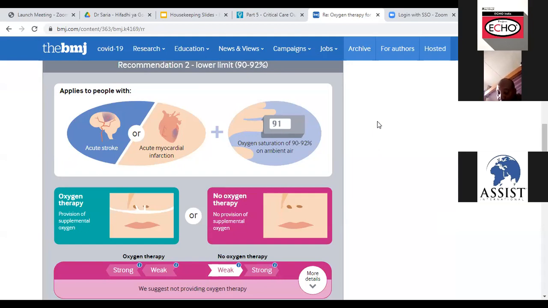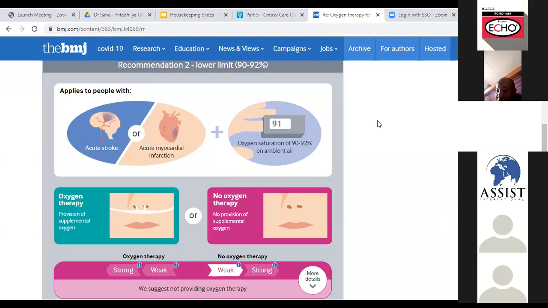Thank you. Thank you so much, Saria, for that comment. Of course, that's a very nice thing to consider. You should treat every patient individually.